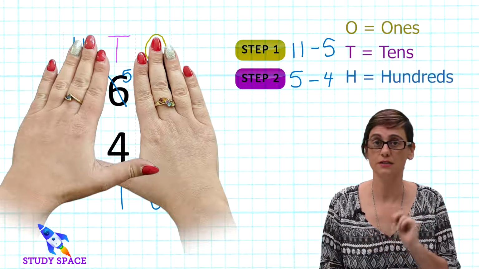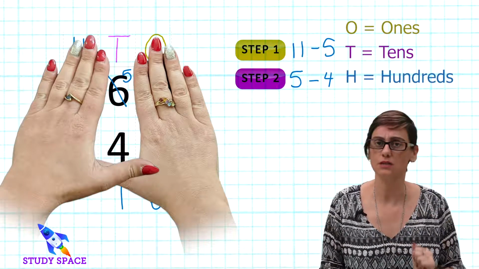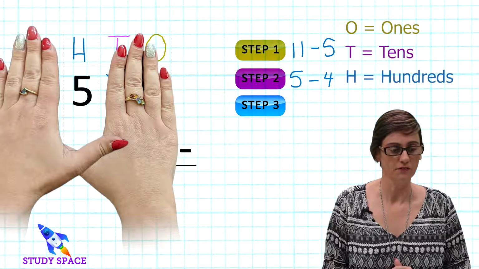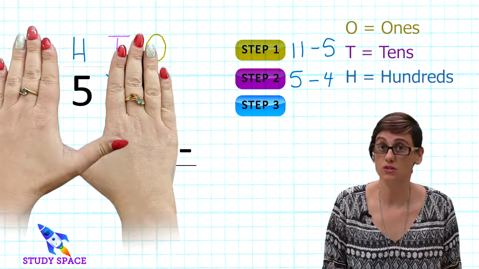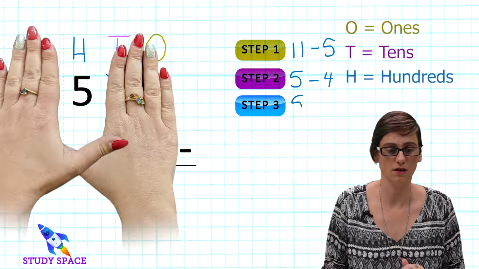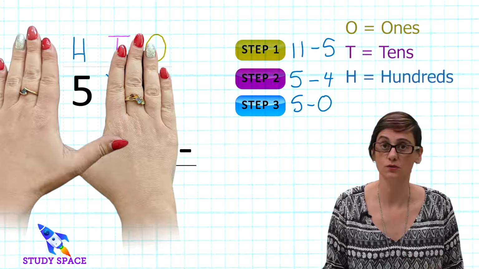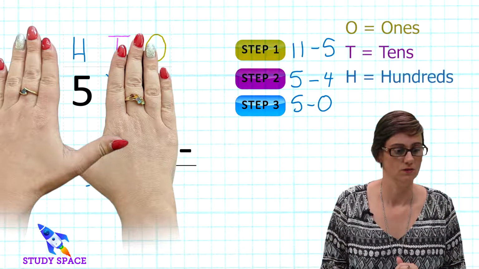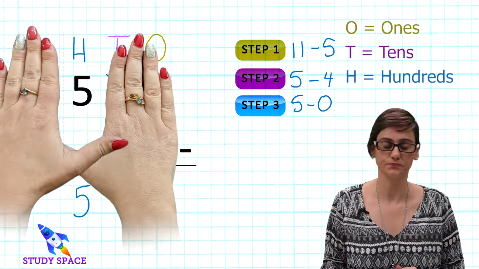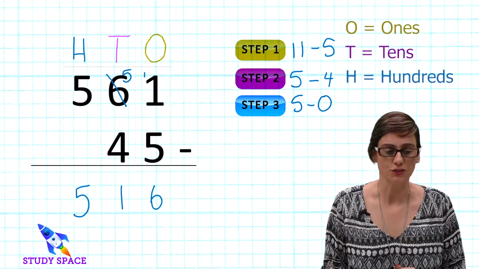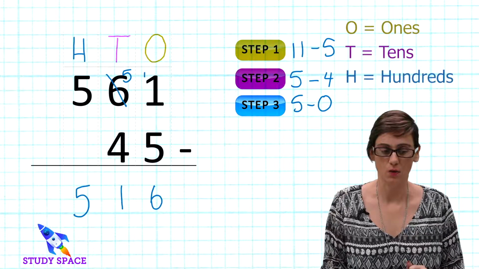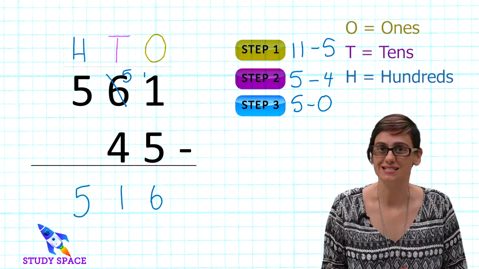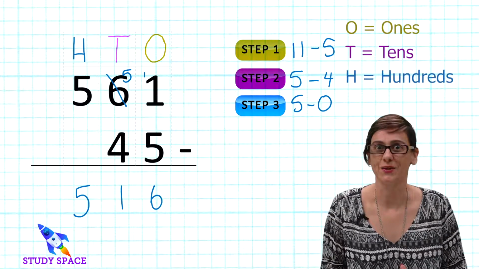So I've dealt with my ones, I've dealt with my tens. Now let's have a look at the hundreds. So I've got 5 take away 0. So that's all this question is asking me. So 5 take away 0, which equals 5, because I haven't taken any away. So I'll write the 5. Okay, so 561 take away 45 equals 516. Let's go try another one.